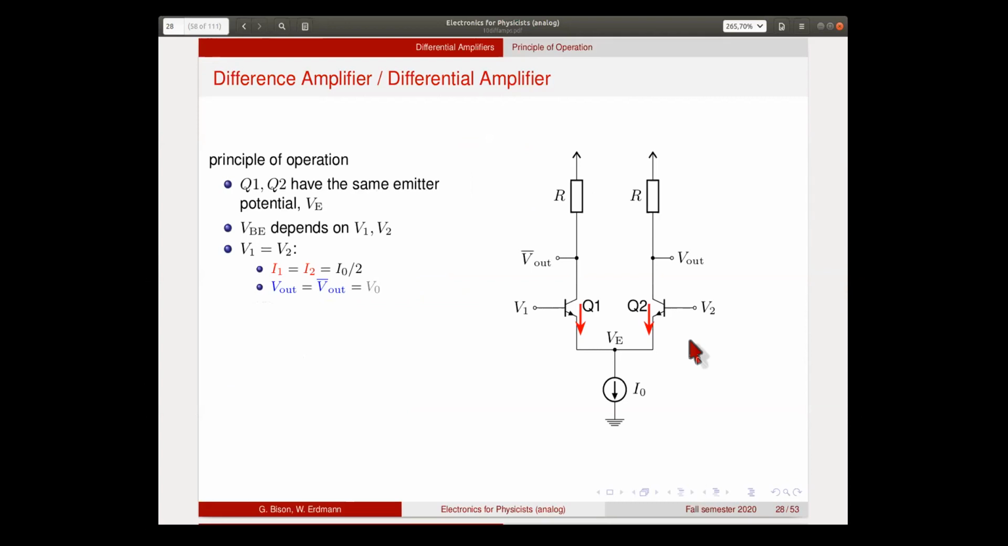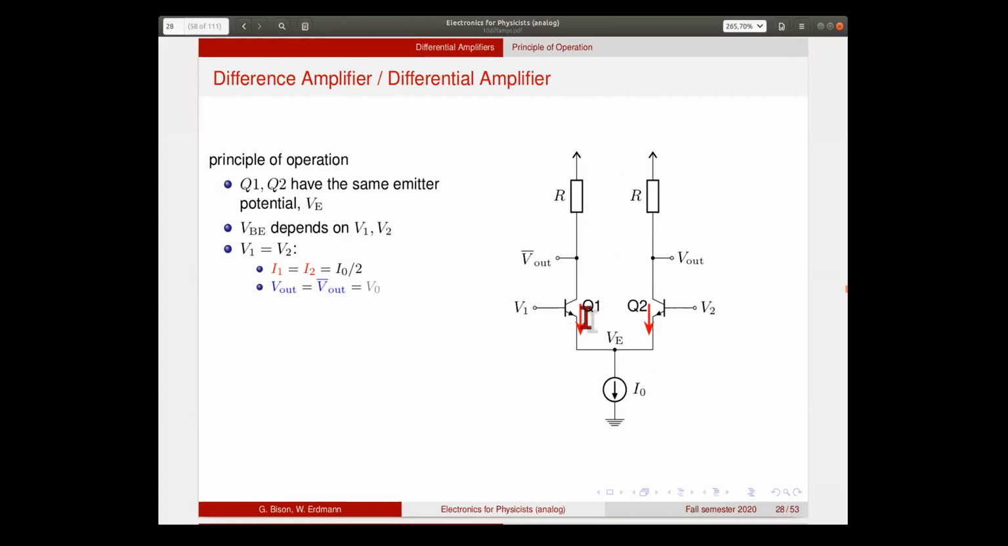You can call it a differential pair of transistors. So you have two input transistors, NPN transistors in this case, both with the emitter connected to the same potential, which we call VE here, and both have a collector load connected to the positive supply. And the output will be these collector nodes.